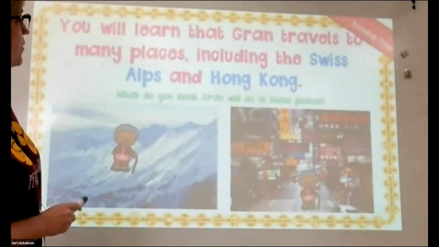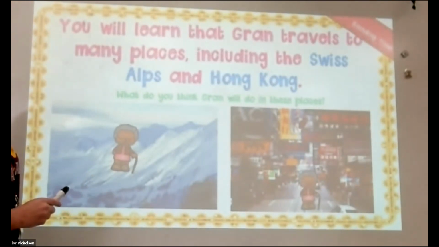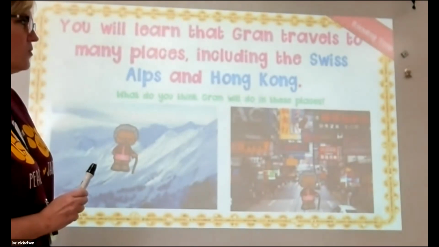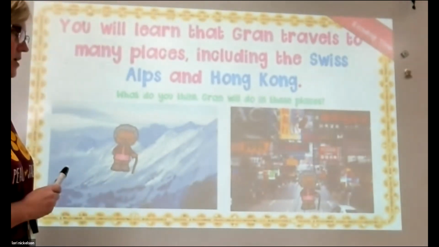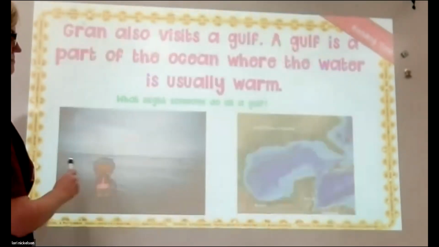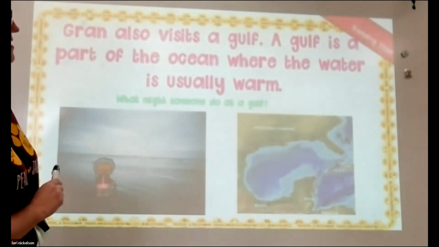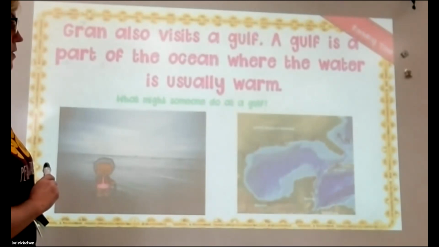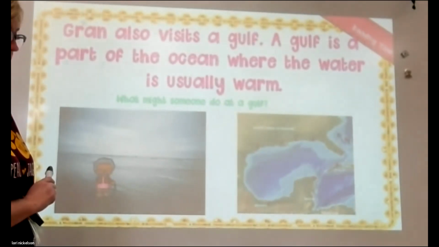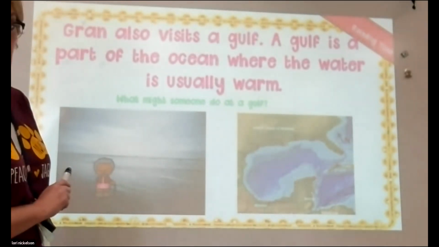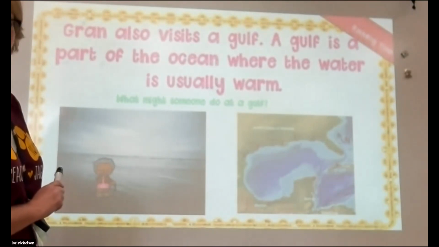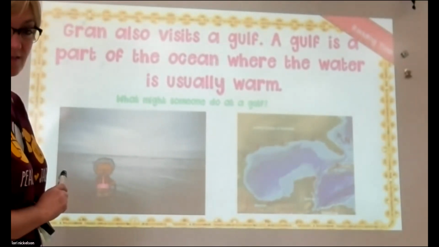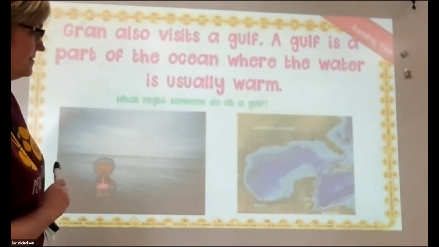You will learn that Gran travels to many places, including the Swiss Alps and Hong Kong. What do you think Gran will do in those places? Gran also visits a gulf, and a gulf is part of the ocean where the water is usually warm. What might someone do at a gulf? Most people swim, right? Collect seashells, play in the water.